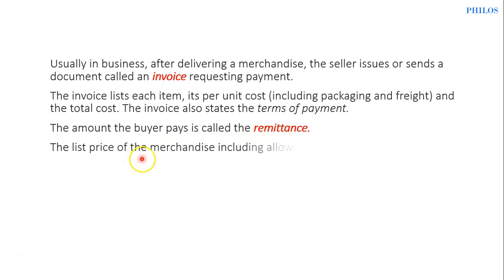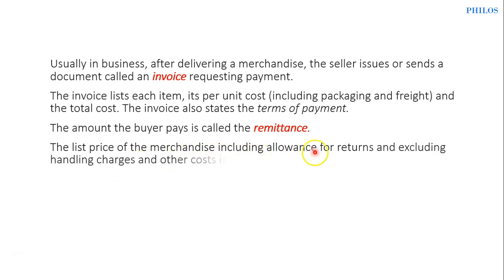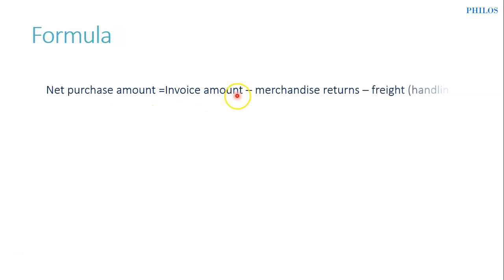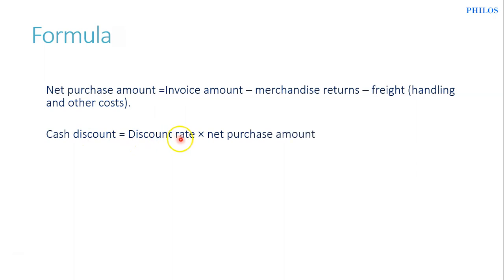And also the list price of the merchandise, including allowance for returns and excluding handling charges and other costs, is the net purchase amount. So let's take the formula. So the formula for the net purchase amount is invoice amount minus merchandise returns minus freight, that's handling and other costs. Okay. The formula for cash discount is discount rate times net purchase amount. So to get cash discount, first you need to find the net purchase amount and then multiply by the discount rate to get the cash discount.